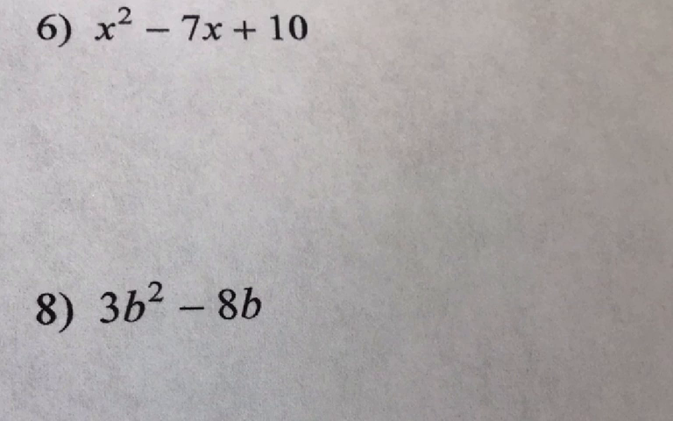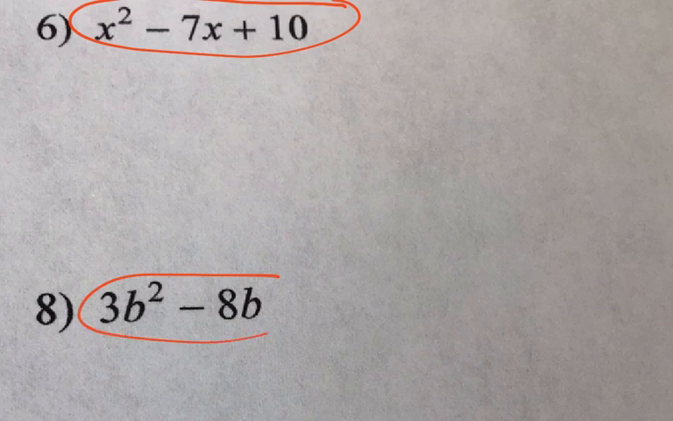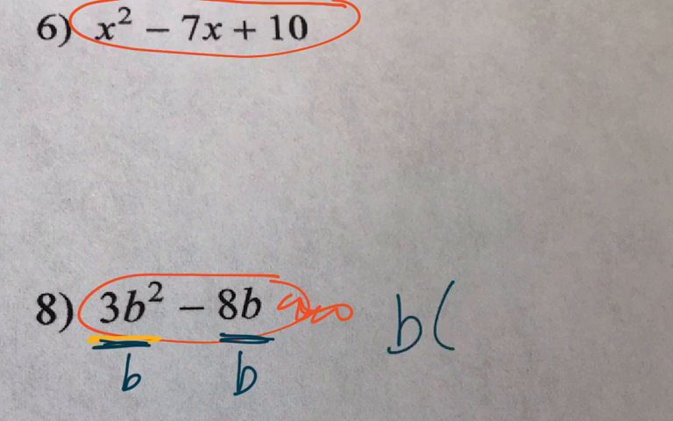Next one. Notice the difference between this one and this one. This one's missing the number, right? So number 8, in other words, is a GCF. Let's go ahead and do it. On this one, notice the only thing they have in common is a B. So my GCF is a B.